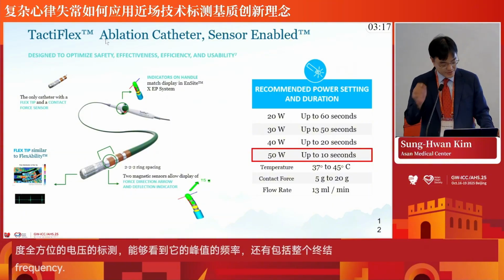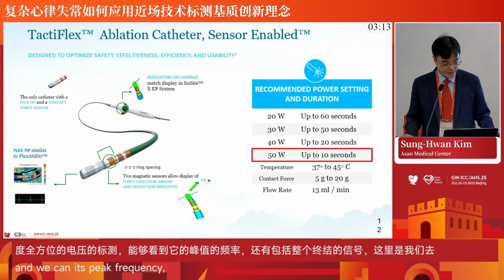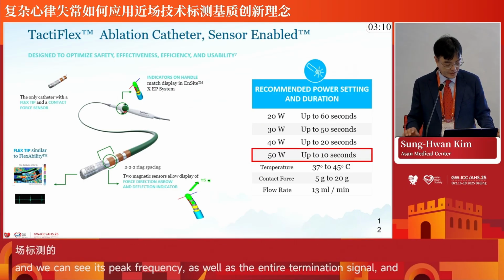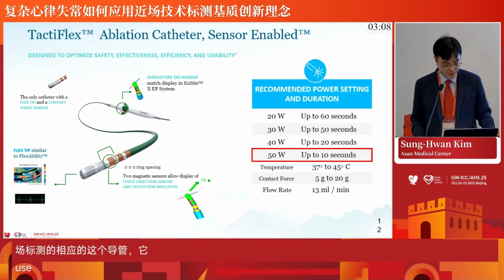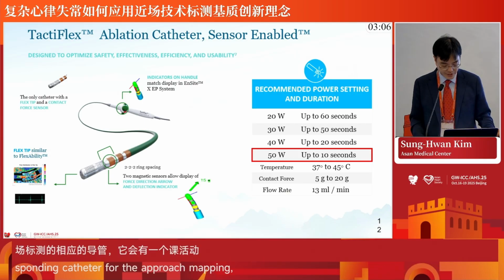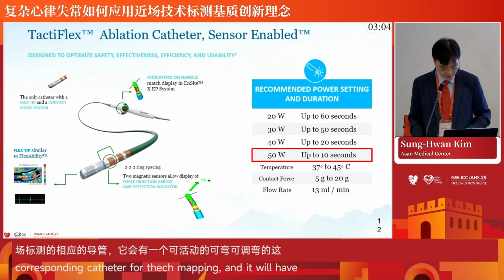This is the Tactiflex catheter. This is the only catheter with a flexible tip and contact force sensor, and it allows high power short duration ablation.